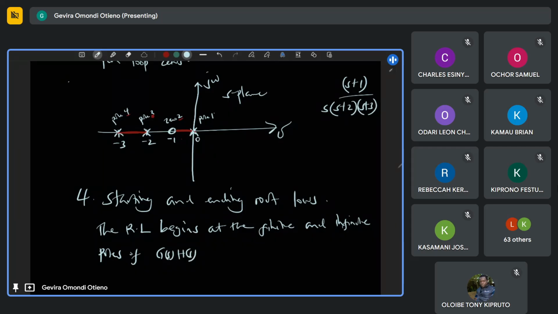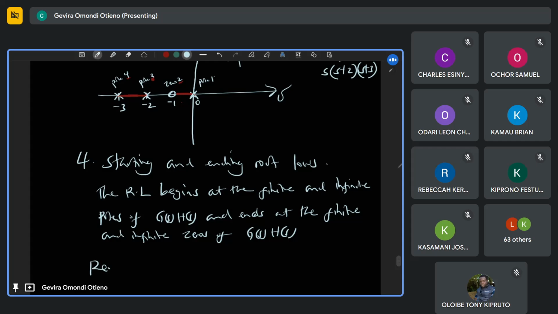So if H(s) is 1, then it's just G(s), and it ends at the finite and infinite zeros of G(s)H(s). In the case of a unity feedback system, H(s) is 1. So we're just talking about G(s). Remember, this is very important.